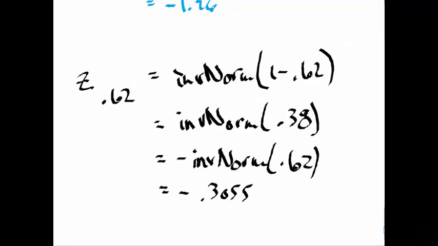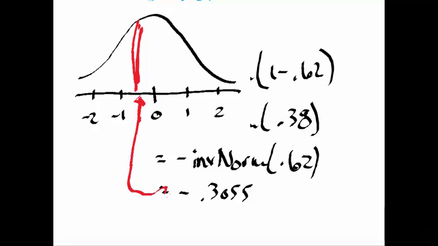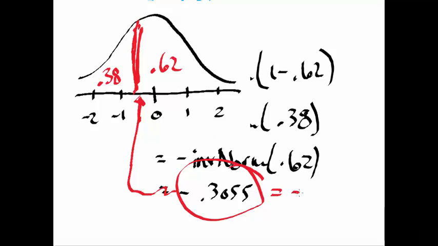Does that make some sense? We're looking for the 38th percentile. So yeah, that should definitely be negative, right? If I look at my graph here, the 38th percentile is going to be down around in here somewhere. According to our calculation, it's right there. Negative 0.3055 is the 38th percentile. I got 38% in there, and then the rest of it, 62%, is off to the right. So this number equals z sub 0.62.